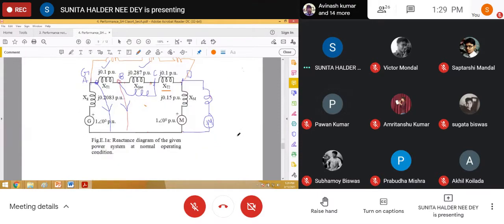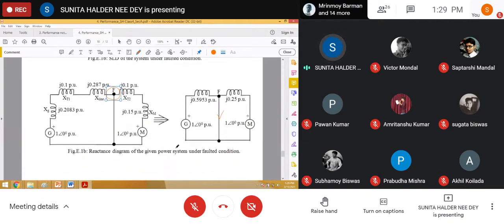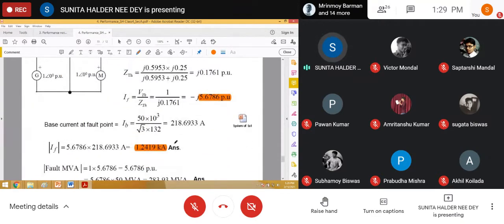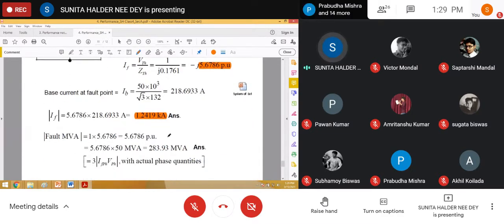Yes, ma'am. So in that way, here our fault point is this one. So we short this one and calculate the fault current. So in this way, we can calculate the fault current. In a general examination fault current comes, but I have shown here the fault MVA calculation also to make you clarify. So fault MVA calculation.